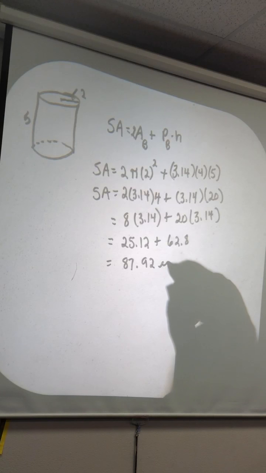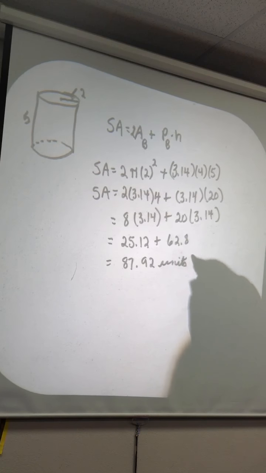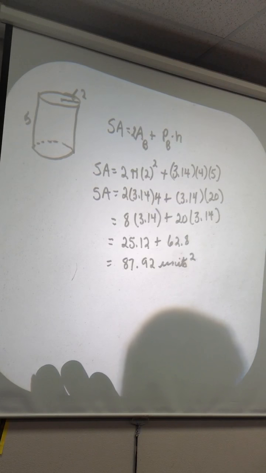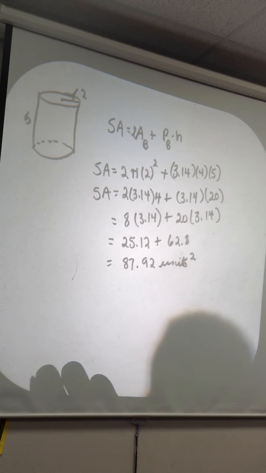Anytime you have area, it's going to be square. That's just the way it is. If you're finding any kind of area, it's square.